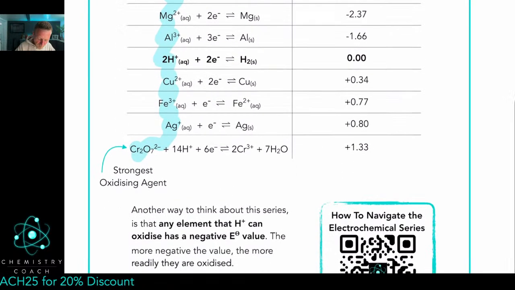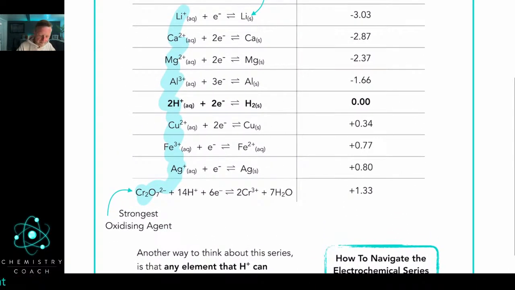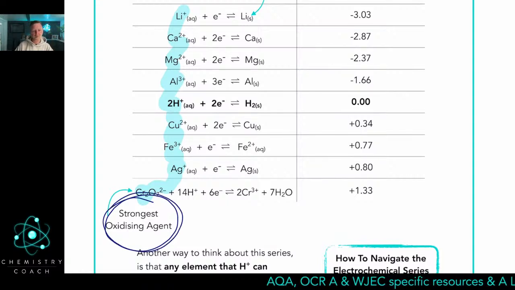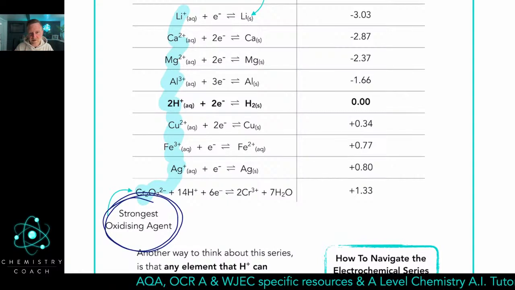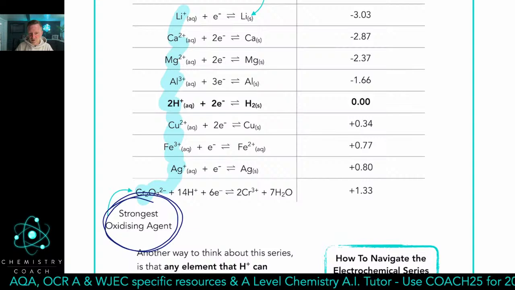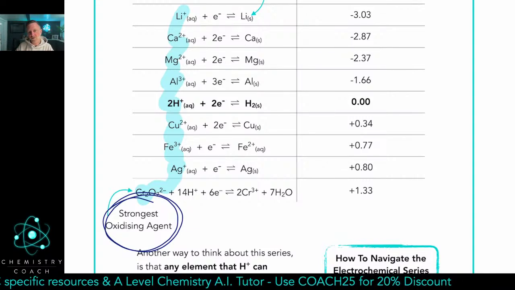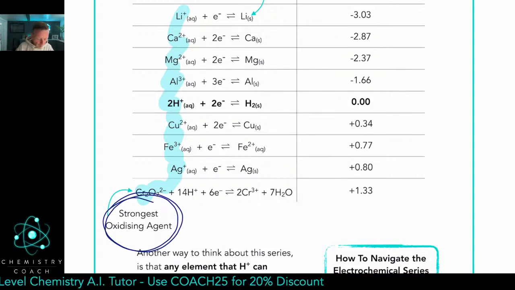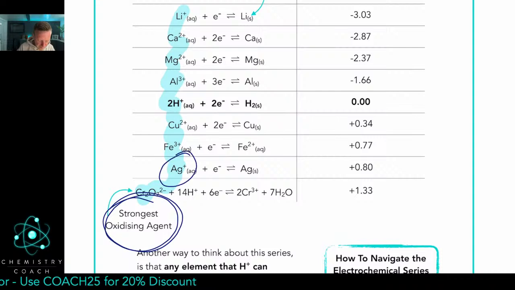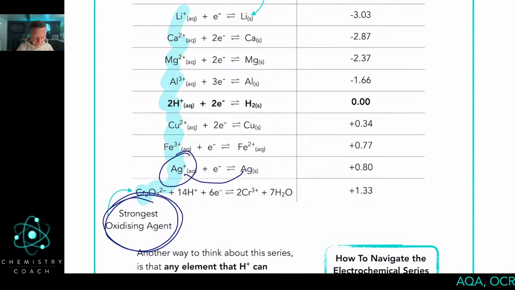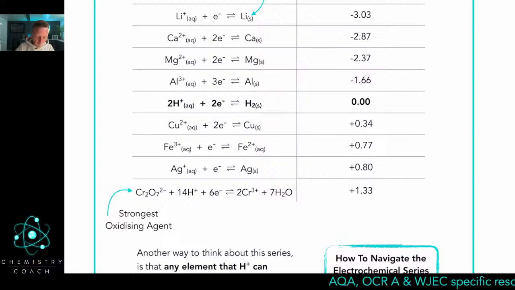So the most positive half cell will contain the strongest oxidizing agent. So most negative half cell, that will contain your strongest reducing agent. Most positive half cell, that contains your strongest oxidizing agent. Of course, all of these are oxidizing agents because they get reduced themselves to form the other species. So you can always rely on that.